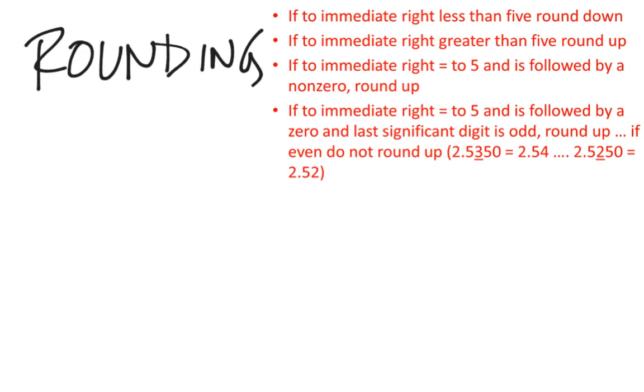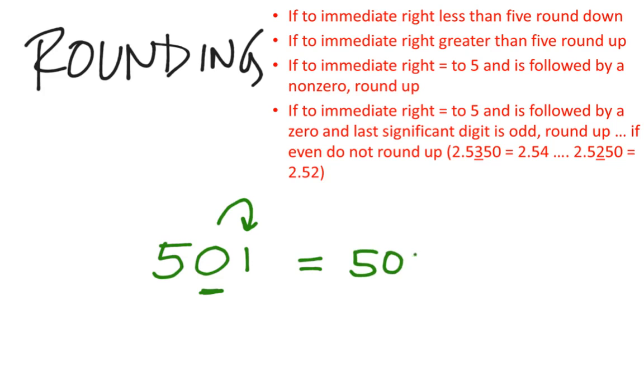We're going to learn about rounding now with significant figures, and we'll have to spend much more time with this in class. But the idea is, if the number to the immediate right is less than 5, we're going to round down. So for example, we might look at 501. If this is the digit we're rounding, we're going to look next door. 1 is not great enough to round it up, so if we were rounding to that tens place, we'd have the number 500.